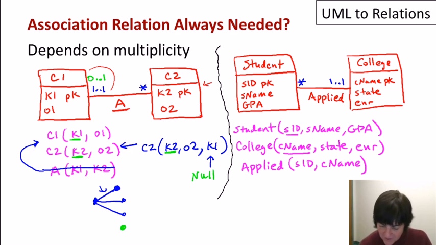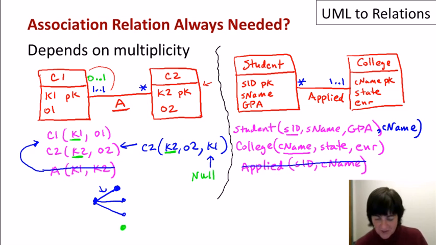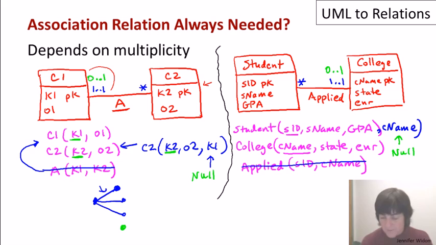So we would be adding the college name attribute to the student relation, and we'd be getting rid of applied entirely. Let's just think about it, if that makes sense. If every student is applying to exactly one college, it makes perfectly good sense to just add that college name to the student relation. And furthermore, if we had students applying to either 0 or 1 college, that would still be an acceptable design, provided that null values are allowed for the college name attribute.